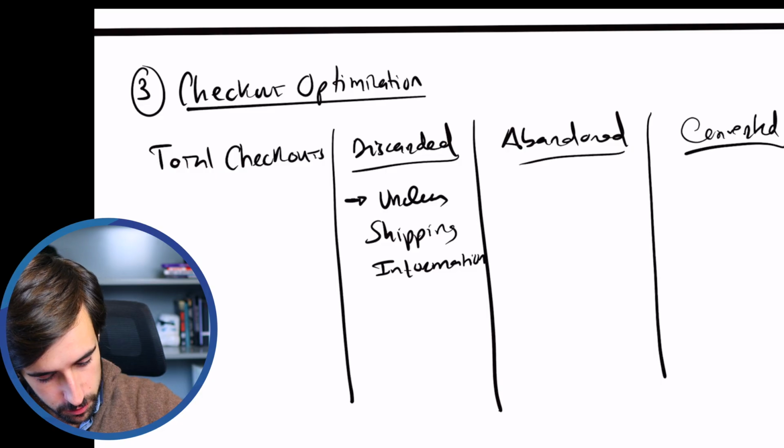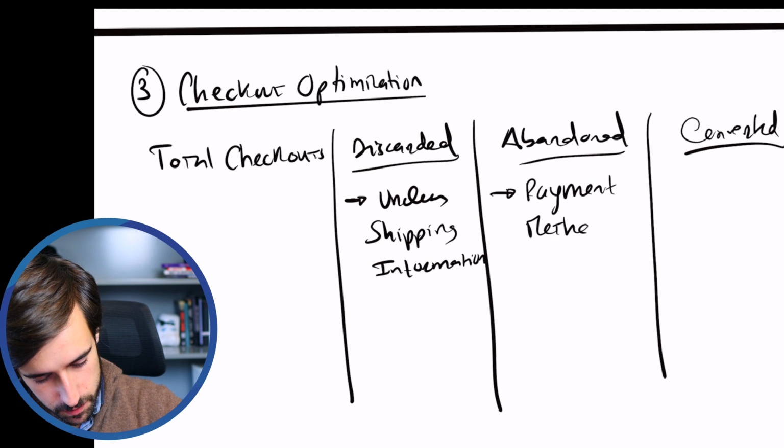Abandoned, however, is different. Abandoned means they've already entered their contact details and they left after they entered their shipping address. This is the step during which Shopify presents them with payment options. And if your big drop-off happens here, that means that people are not finding the payment method that they want. For example, not having PayPal on your store can cause a very big drop-off in the abandoned step of your checkout optimizer. So we're going to go to abandon here, and we're going to note down payment methods.